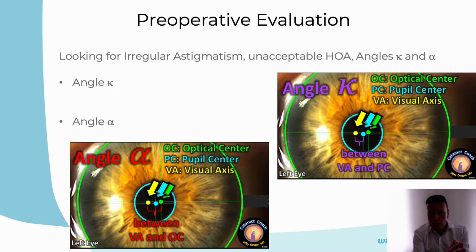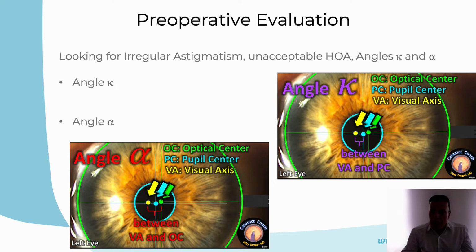There is a lot going on. Lots of people talk about angle kappa and angle alpha, but actually there was a very nice talk by Stephen Schallhorn a couple of years ago at the ACOS Aspen meeting, where he compared more than 10,000 eyes, and he found out that actually angle kappa is not a predictive factor in the satisfaction or the refractive outcomes in these cases. So for me, I do not look into the angle kappa anymore. I look at the angle alpha.